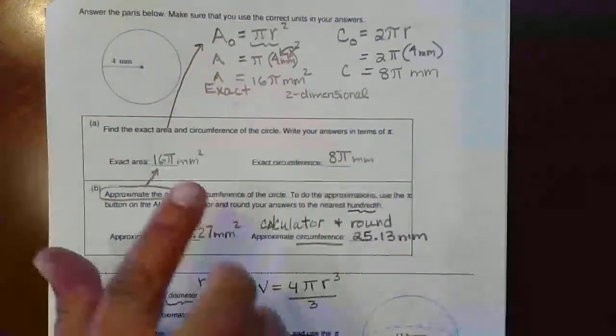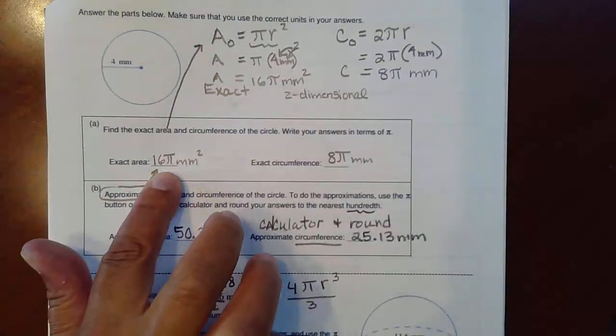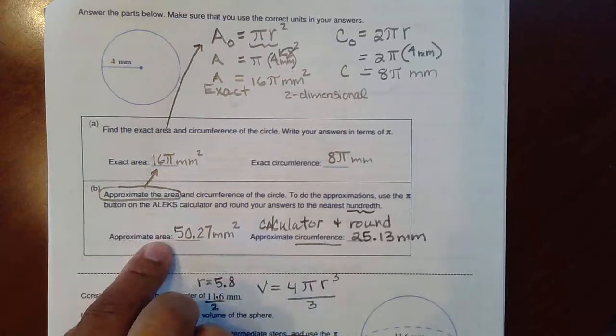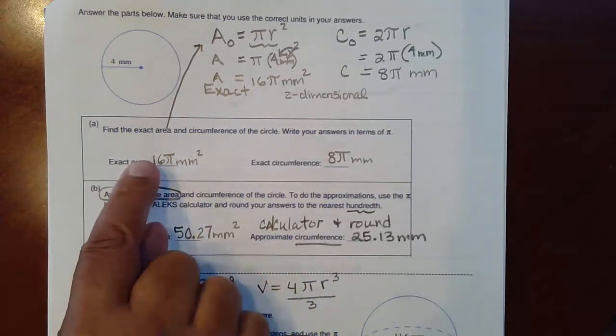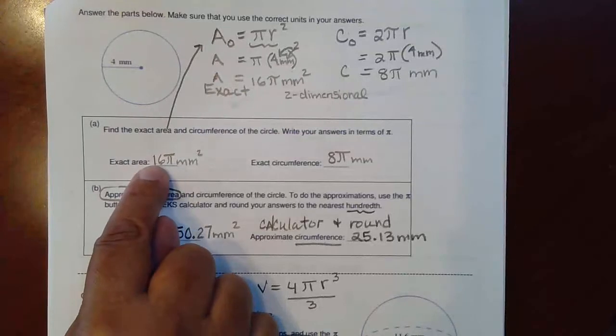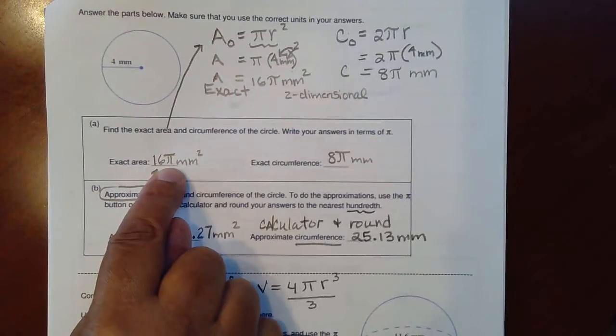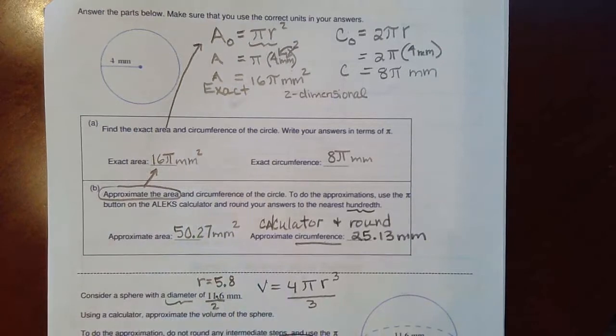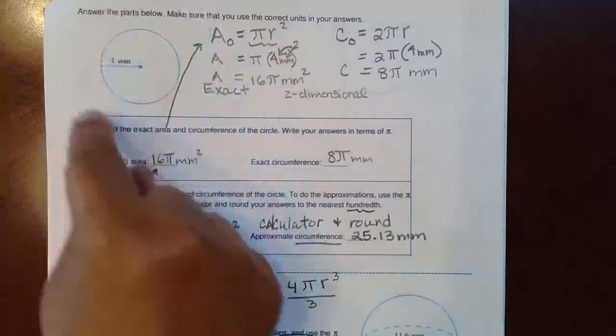I just wanted you to get used to giving an exact answer where you leave pi in, and then giving an approximate answer that goes with it, where you just put in your calculator 16 times pi. You touch the pi symbol if they don't make any mention of using 3.14. If they say use 3.14 for pi, then you press in 16 times 3.14 instead of touching the pi symbol. Either way, they can ask the question. Likewise, I did the same thing for circumference.